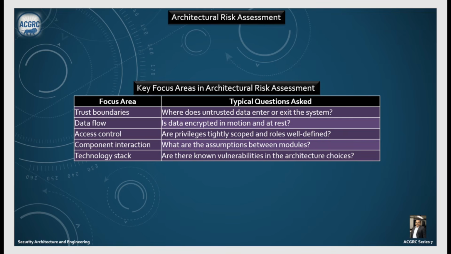Key focus areas? Well, we need to ask the question: where does untrusted data enter or exit a system? Is the data encrypted in motion and at rest? Are privileges tightly scoped and roles well defined? What are the assumptions between modules? Are there known vulnerabilities in the architecture choices?